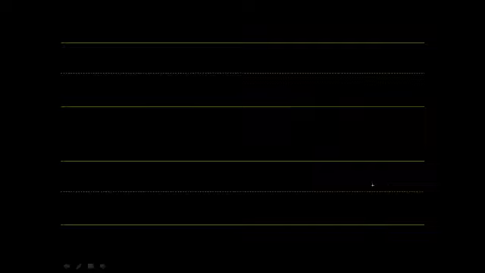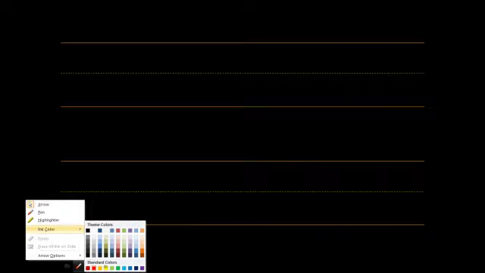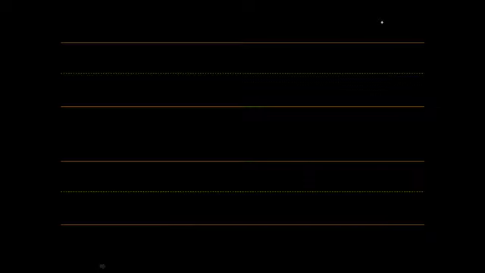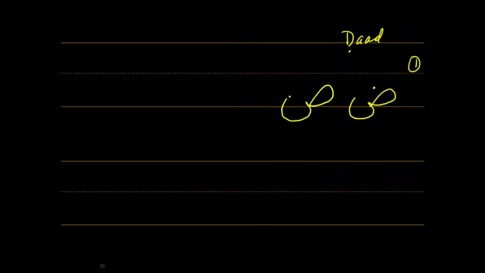Let's look at our lined page here. I'm going to change the color to yellow. And let's write the Daad together. In the independent position, the Daad looks like this. It comes below the line, but with a dot. Let's do it again. Daad. Write it with a dot, and tear shape. Come below the line with a dot.